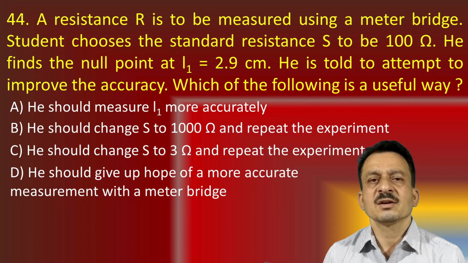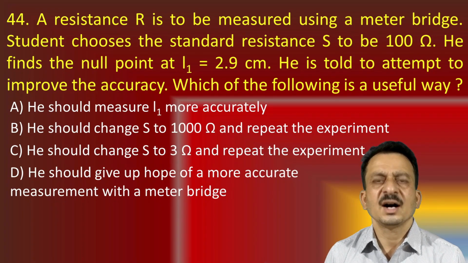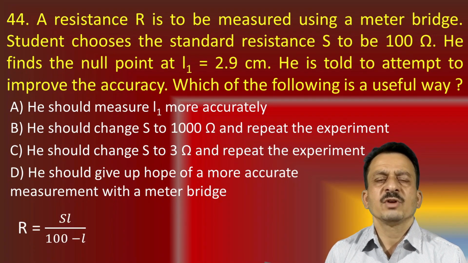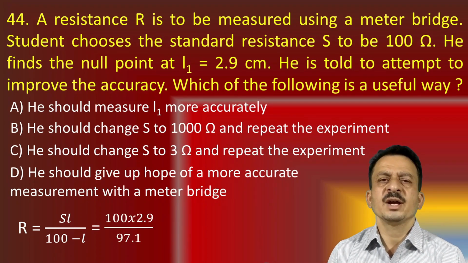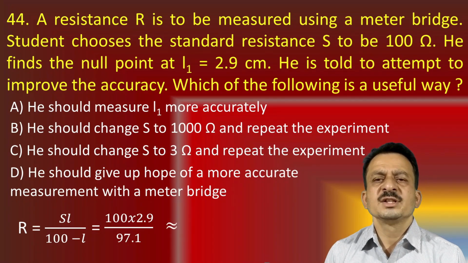If you remember that concept, and for the present case I calculate the resistance R, it is given by the formula S into L divided by 100 minus L. Now S is 100 ohm, which he has used, and L is 2.9 centimeter. That is 100 into 2.9 divided by 100 minus L, which is 97.3. Obviously this is equivalent to 3 ohms.